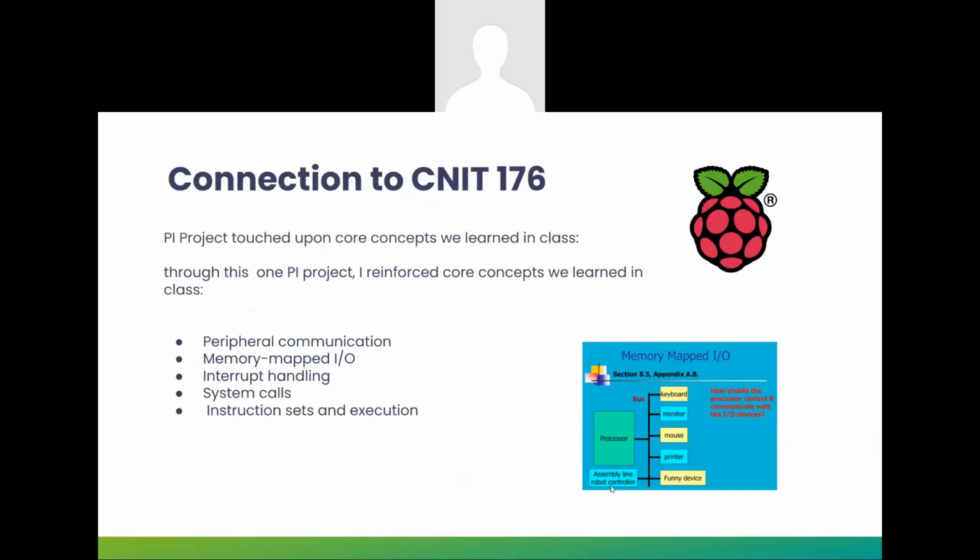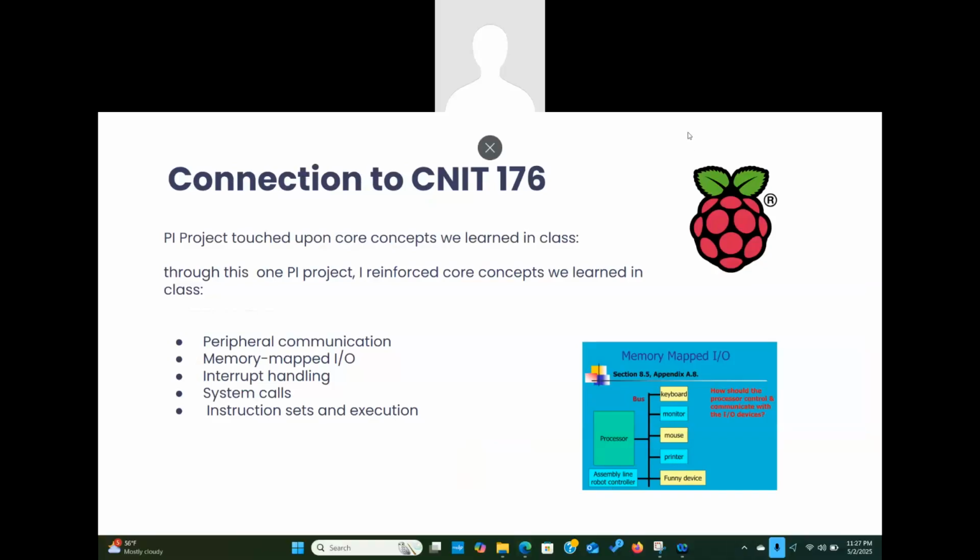So let's connect this back to what we learned in class in CNIT 176. In class, we learned about input and output. And so in my project, packets arrive through the wireless adapter, a peripheral device that we classify under I/O and systems architecture. From there, they're passed into an AF_PACKET socket, which is like memory-mapped I/O, giving user space access to raw bytes.